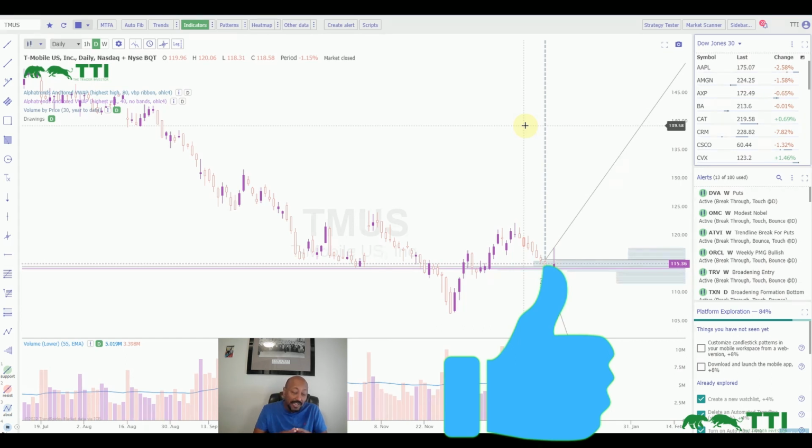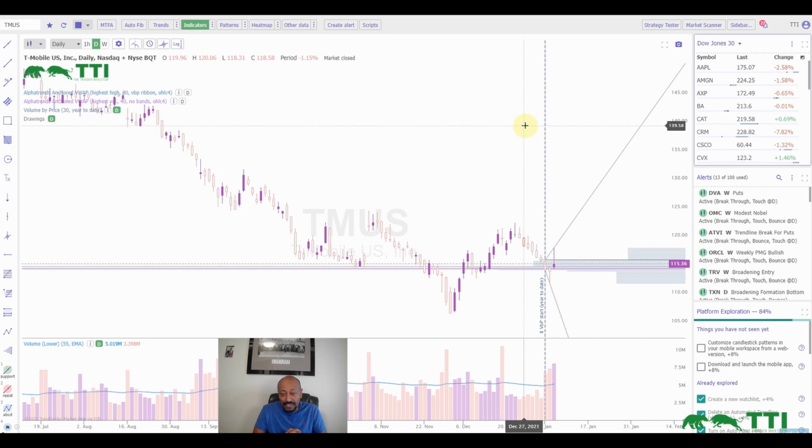Broadening formation, also known as megaphone formation in chart patterns. But the goal here is to show you an easy way to identify them, and not only identify them when you see a chart, but also a way to scan for them using Trendspider. I'll show you a scan that I use for that.